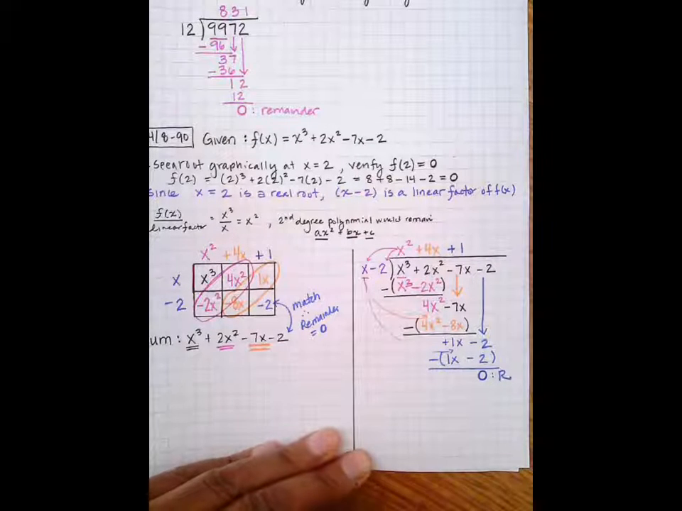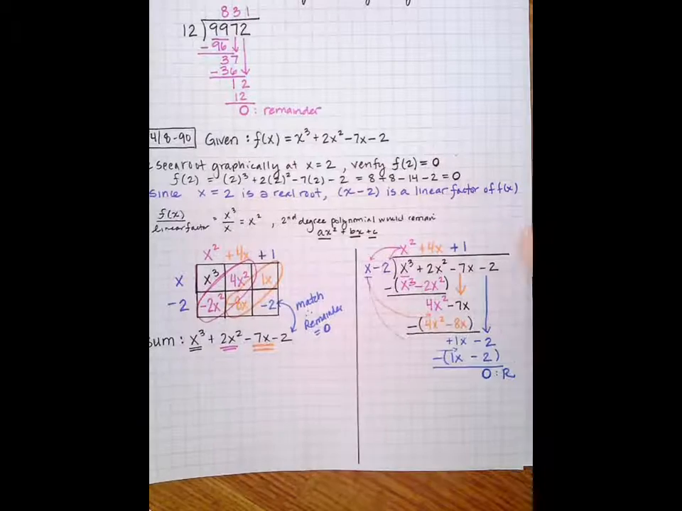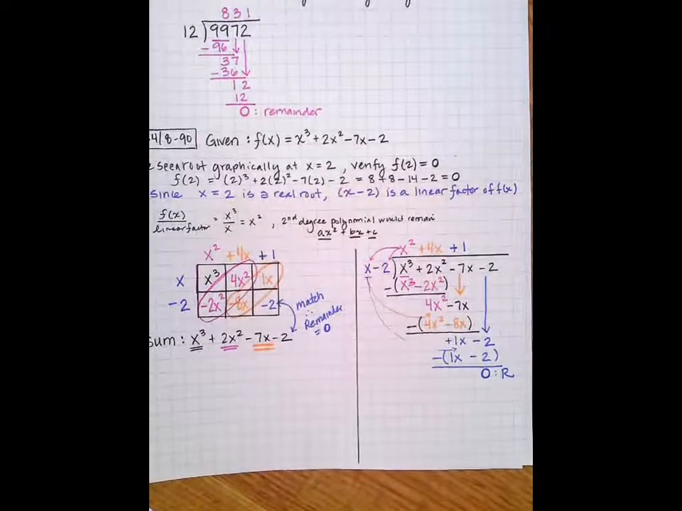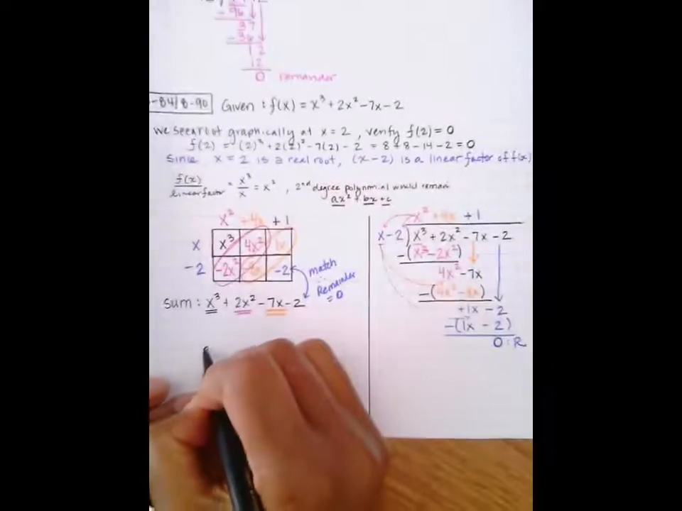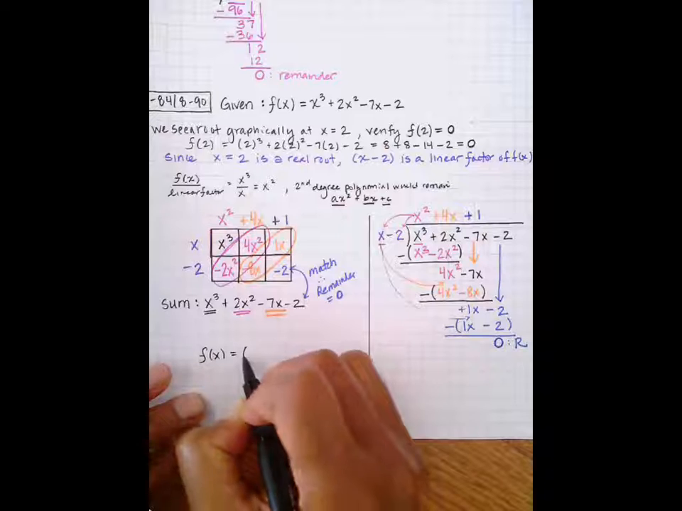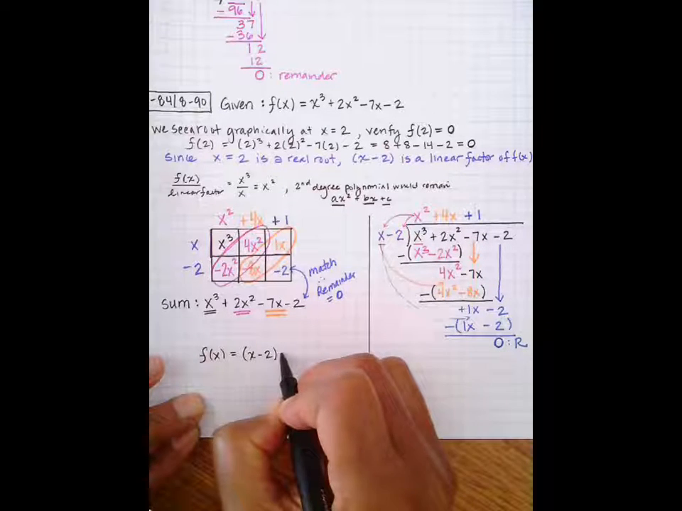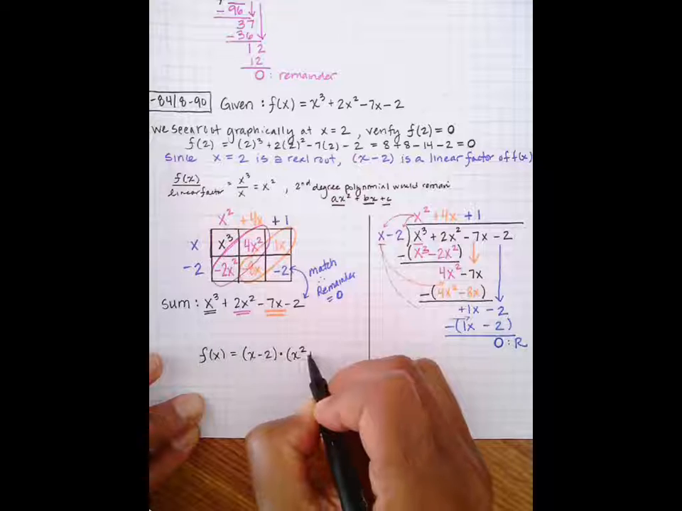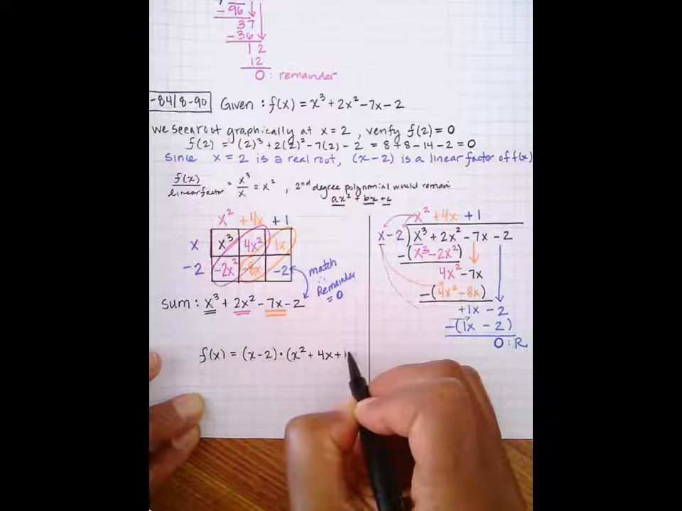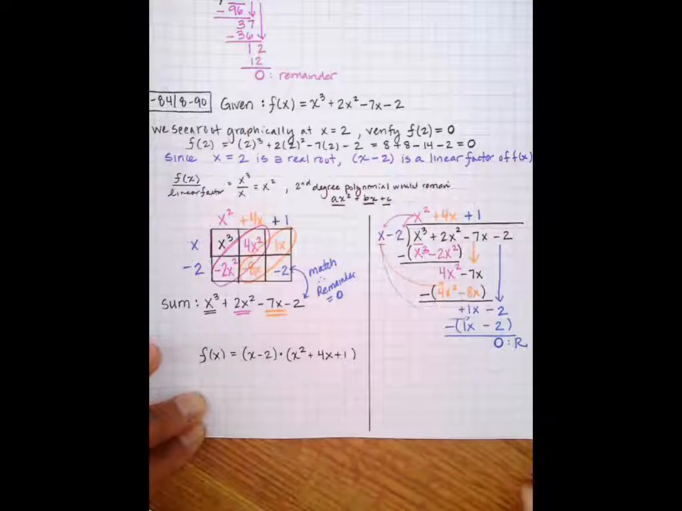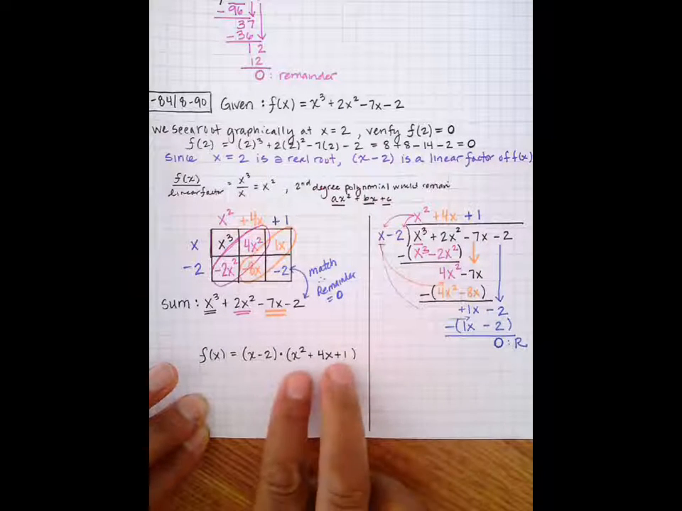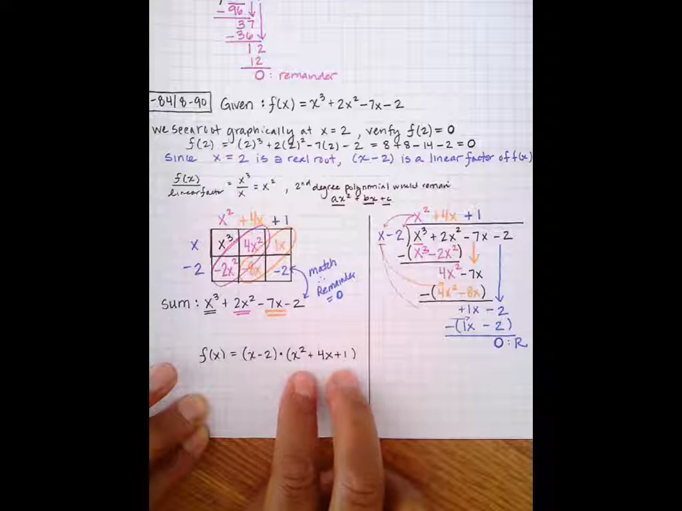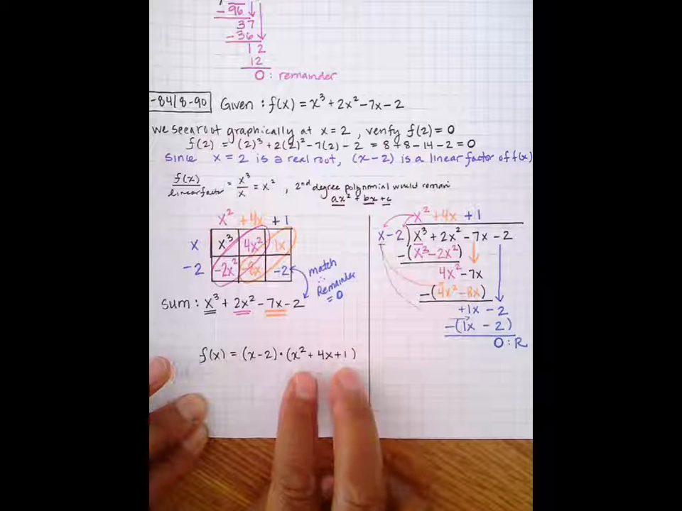So remainder is 0, and that is, again, the same quadratic that I got from the previous method. Now, what does this mean? It really means that for both of these problems, I could have rewritten f of x. It's the same thing as the linear factor x minus 2 times x squared plus 4x plus 1. And if I were expected to find the remaining zeros of this, I would use this quadratic factor, which is not factorable.